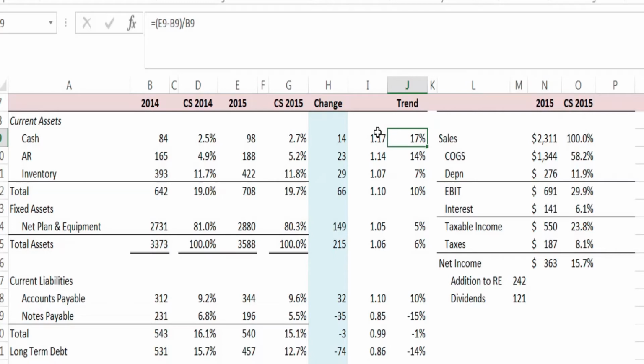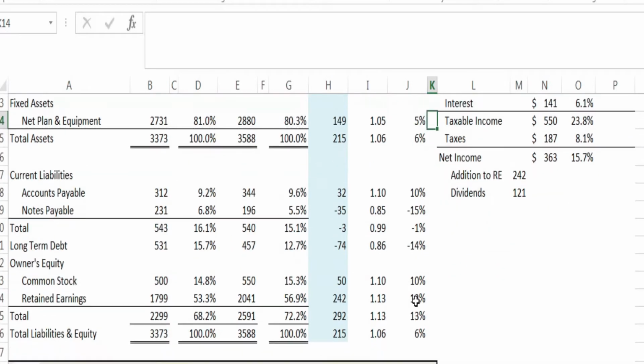Now, your book also looks at this as really just taking the number in 2015 divided by the number in 2014, and you'll see it gives you a multiplier. I like to see the percentage better, as that tells me exactly how much that account has increased. So if you do that for one account, you take the change divided by the base year and you drag and drop, it'll copy that formula right down to all of the other accounts. And that's how you would do your trend or horizontal analysis.